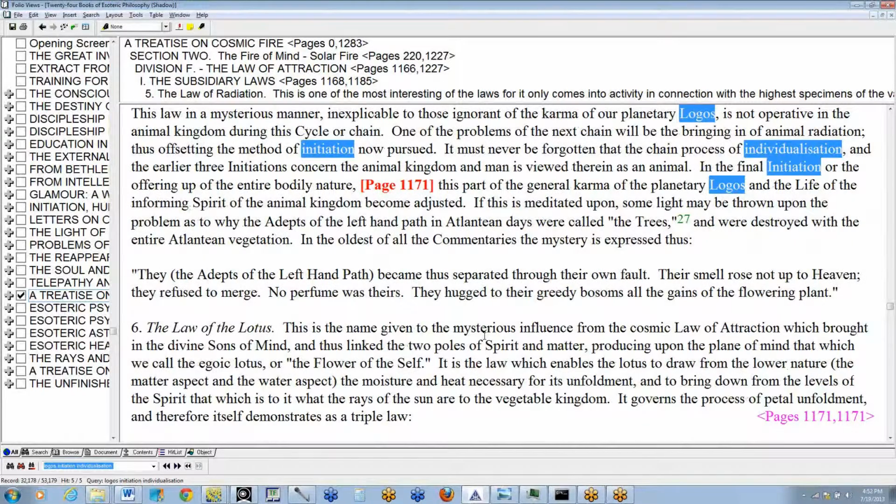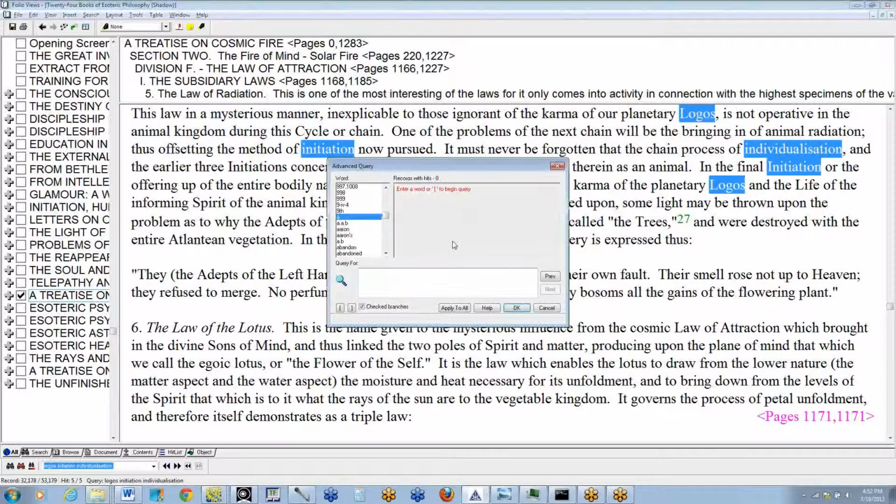It must never be forgotten that the chain process of individualization and the earlier three initiations concern the animal kingdom, and man is viewed therein as an animal. Well, these are all about initiations of man so far.